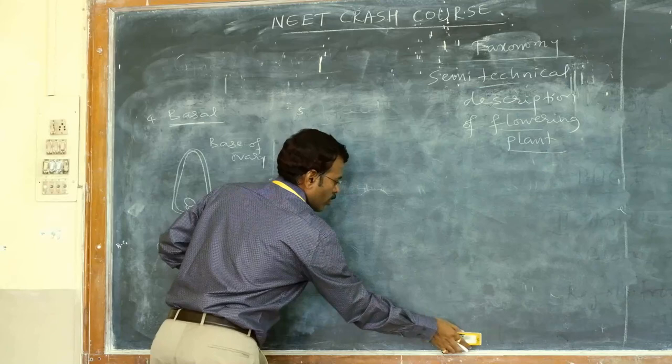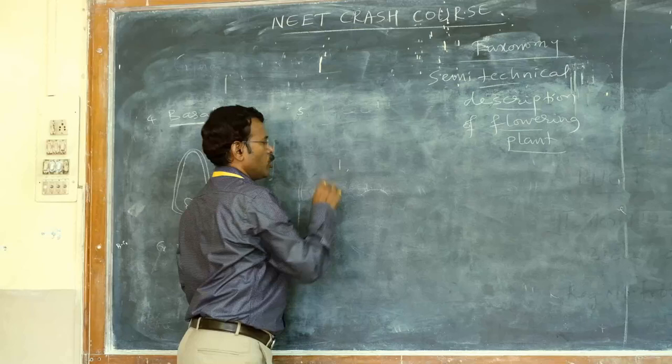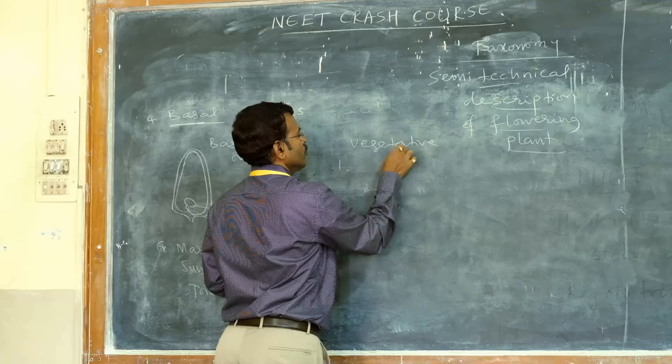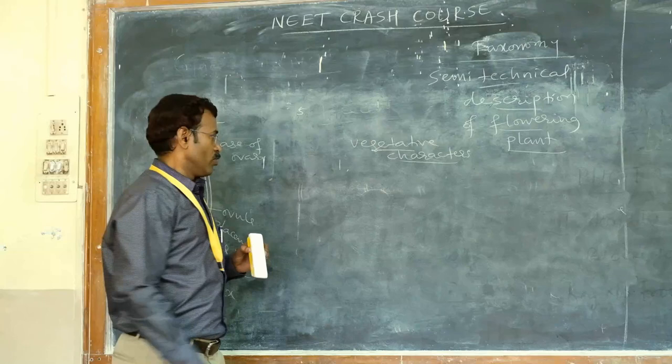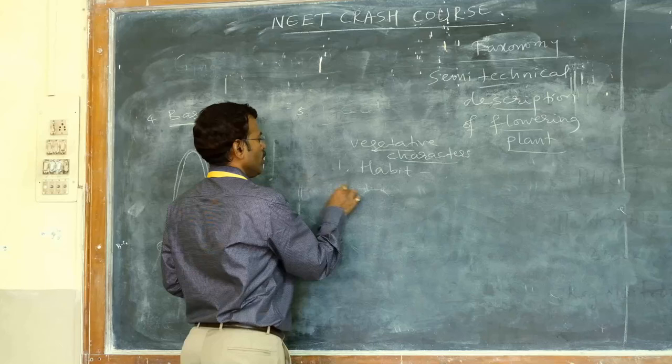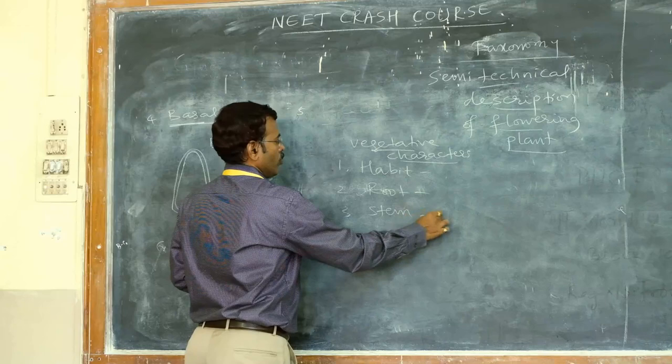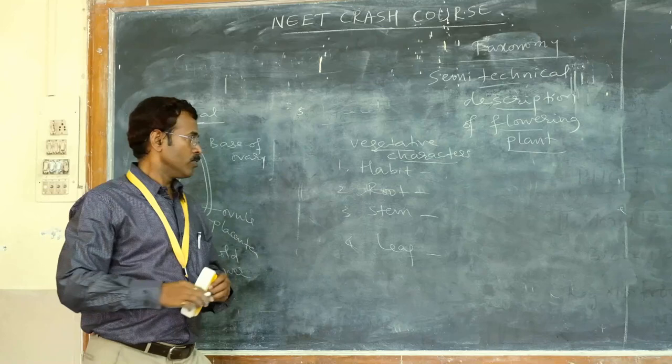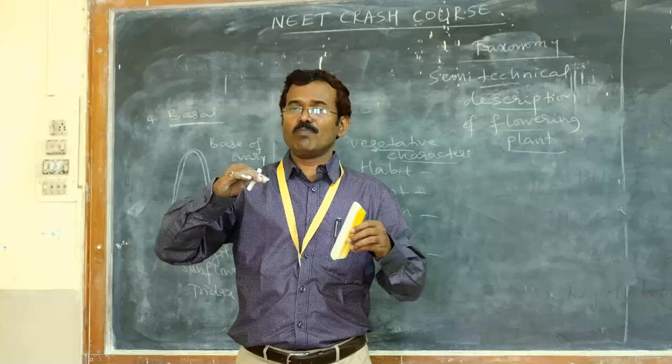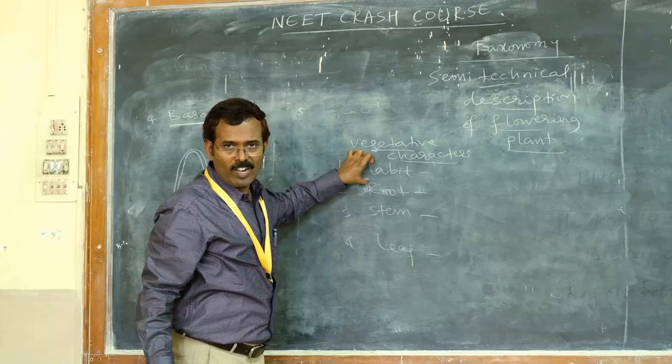In the semi-technical description of a flowering plant, we have to begin with the vegetative characters. In the vegetative characters, we have to explain habit. Habit refers to structure, then root system, stem and leaf. These are all vegetative characters. When you take the habit of the given plant, whether it is herb or shrub or tall tree, whether it is twiner or climber, we have to mention that in this character.